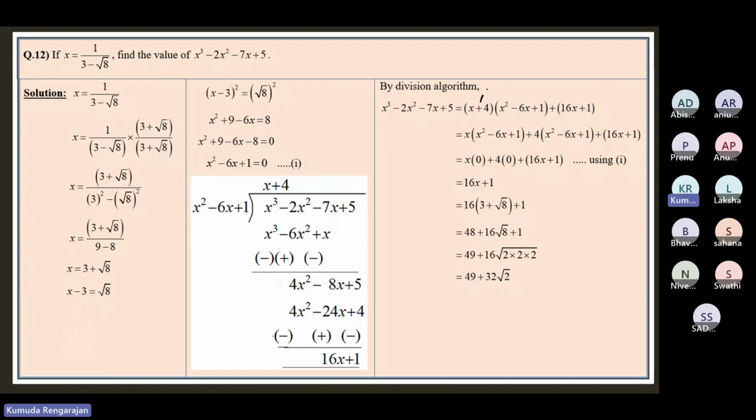And now how do you multiply these two? x into the second bracket plus 4 into the second bracket. That's how we multiply. And then this plus 16x plus 1.